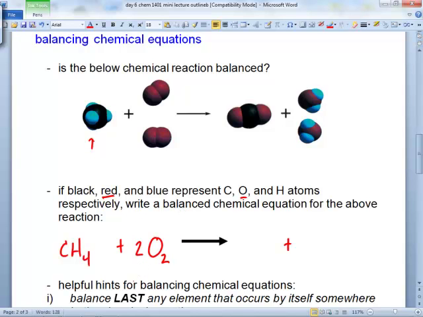Okay, now we've got the products. David, what's the first one? CO2. CO2. Okay.